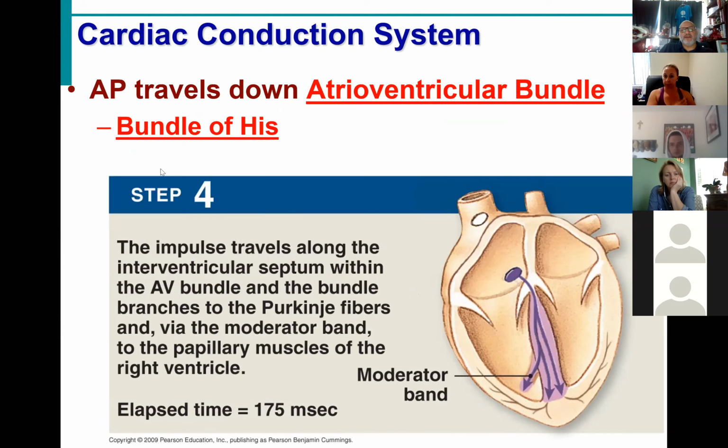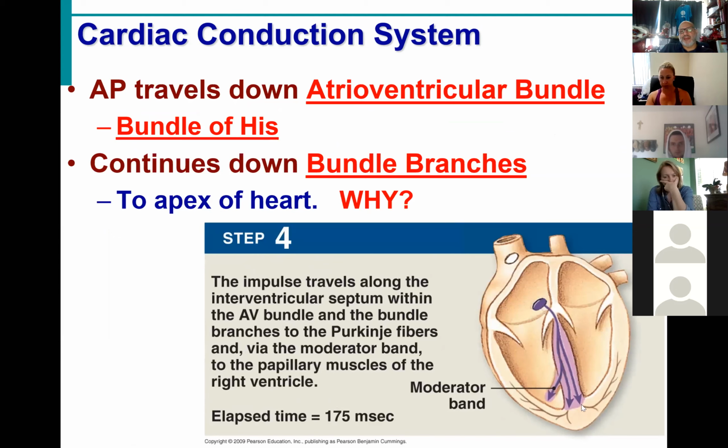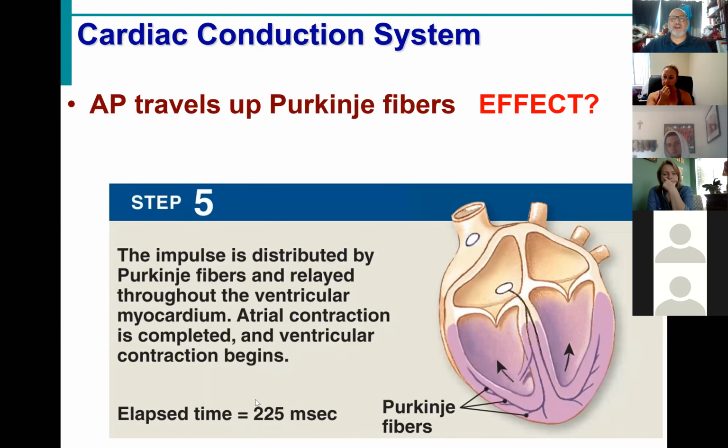However, eventually, it's going to get into the bundle of His and the bundle branches, traveling down to the apex of the heart. And again, why do we want to bring it down to the apex of the heart before we bring it up the ventricles? To produce that directional contraction, absolutely, to make a more efficient contraction from that. But you guys have the right idea. Those Purkinje fibers are going to then directionally stimulate the ventricles to give us a directional contraction.